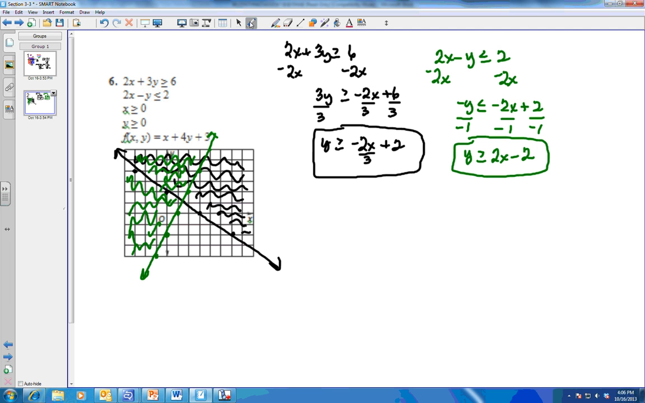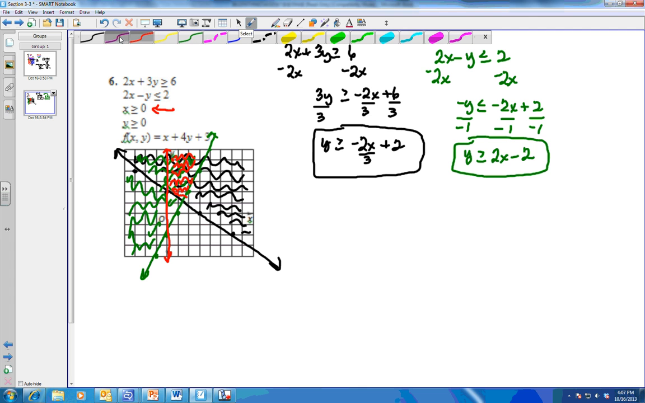Then I have x is greater than 0. So x is greater than 0 is actually the y-axis. So here's my y-axis. And I want to shade to the right of that. So can you tell so far where my two graphs overlap already? Here's the green and black, so there's the overlapping part. So right now I'm going to just, since it's greater than, I shade to the right of it. So I'm just going to shade to the right where they overlap already.